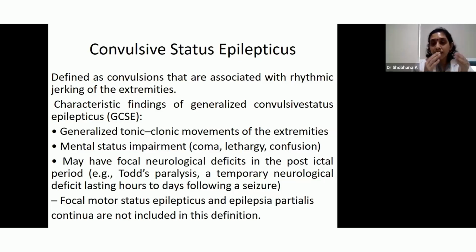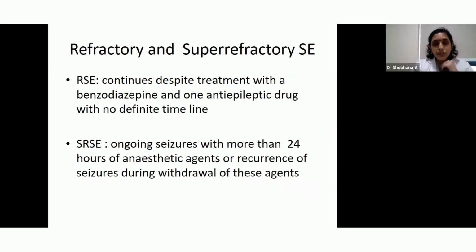This may lead on, once it stops, to focal deficits in the post-ictal phase, like Todd's paralysis, which lasts from a few hours to around 7 days. There may be a hemiparesis or a monoparesis, which usually recovers on its own. And focal motor status epilepticus or epilepsia partialis continua are not included in this definition.